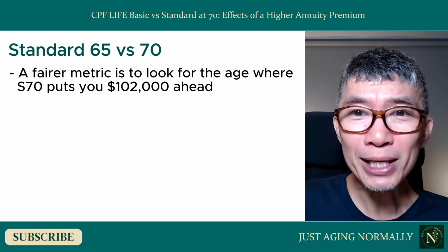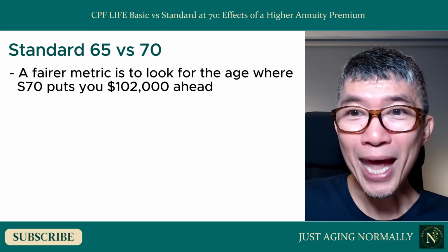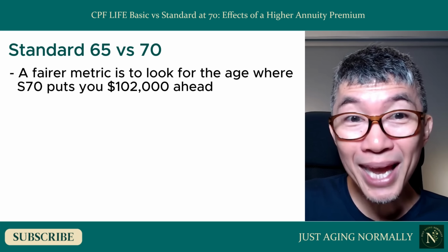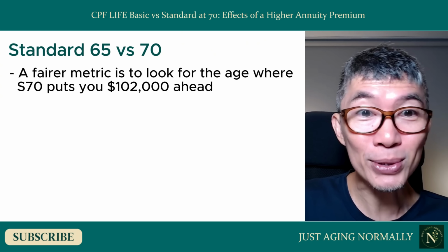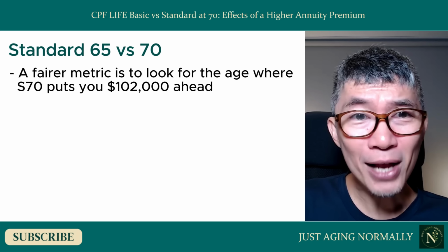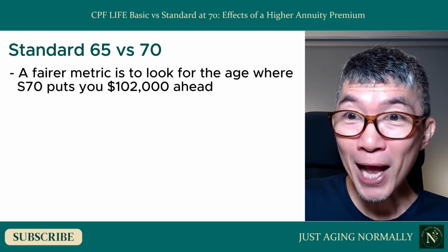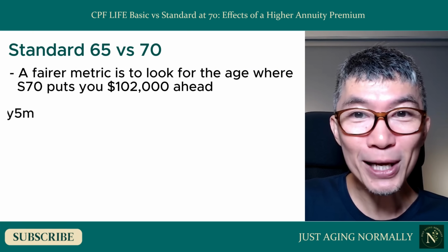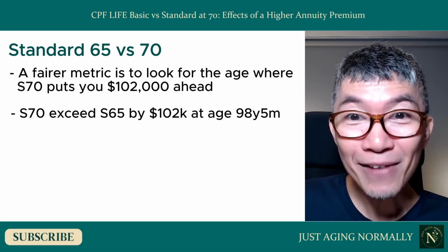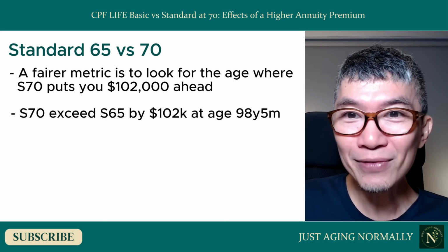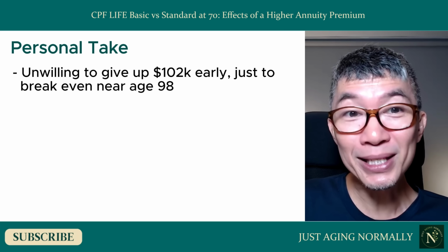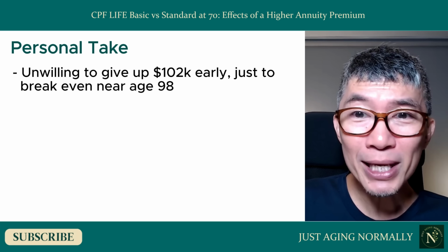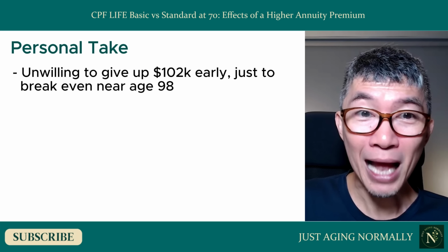A fairer metric is therefore to look for the age where S70 puts you 102K ahead of B70, effectively mirroring the deficit that you started with. When I checked the lifetime value curves of S65 versus S70, the mirror image was around age 98 years, 5 months. A bit better than B65 versus B70. But personally, I have no interest in giving up money between 65 and 70 just to slowly earn it back until I'm pushing 98. That's simply not a trade-off that I'm willing to make.